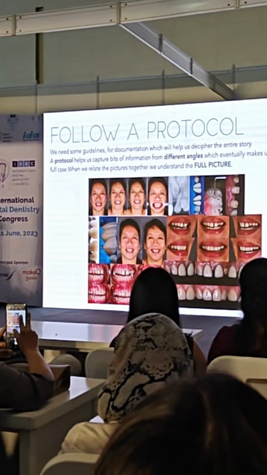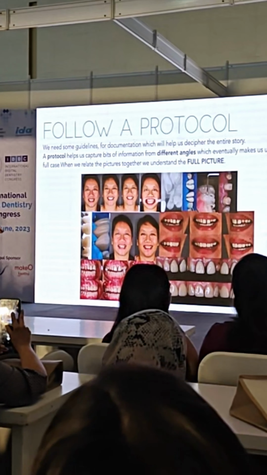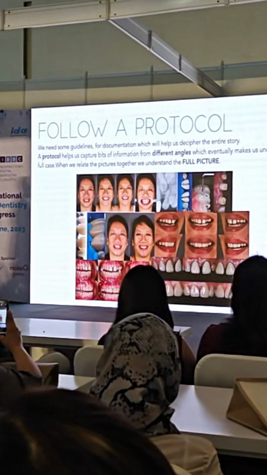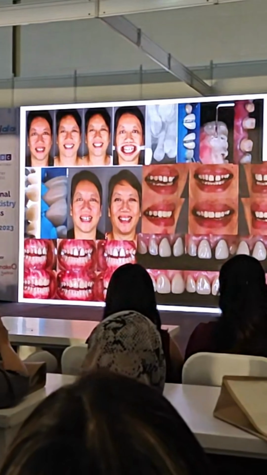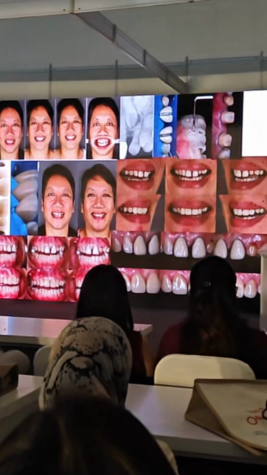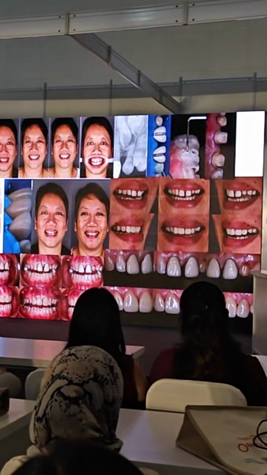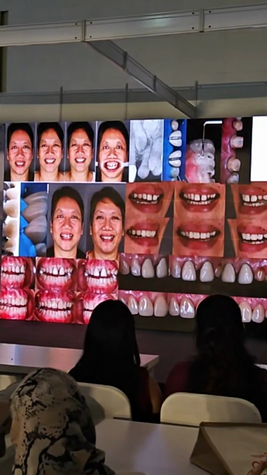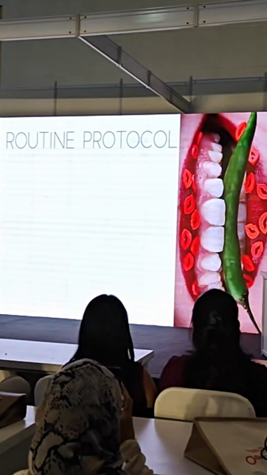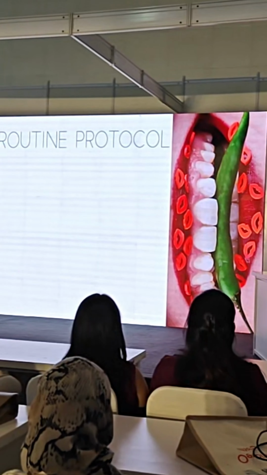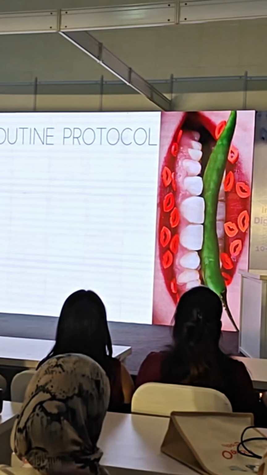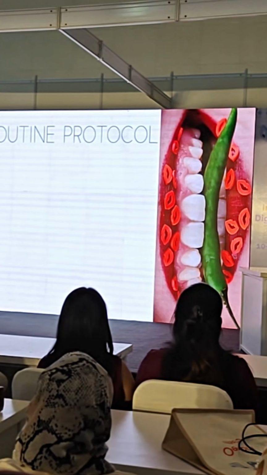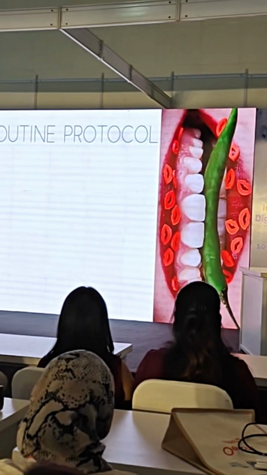So 12 pre-operative pictures and 12 post-operative pictures, but this is what a good documentation would look like, irrespective of whether you are doing mobile digital photography or DSLR digital photography. This is the minimum set of pictures that you want when you are doing an anterior aesthetic case. This particular set of pictures is called the AACD protocol, or the American Academy of Cosmetic Dentistry protocol, which is what we routinely follow.